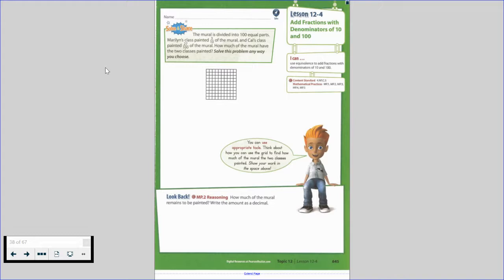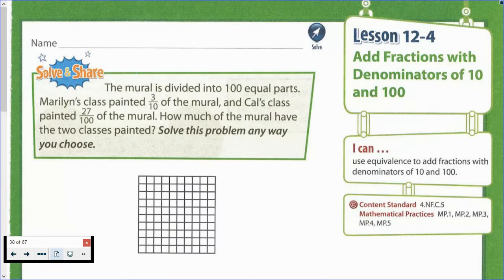Hey everyone, today we are working through our math lesson 12-4. We're going to begin today by looking at the solve and share. So here is the situation.